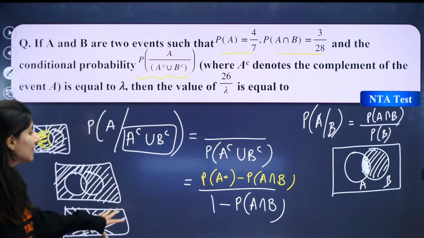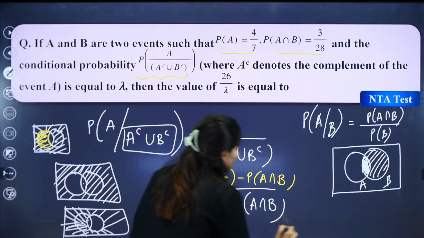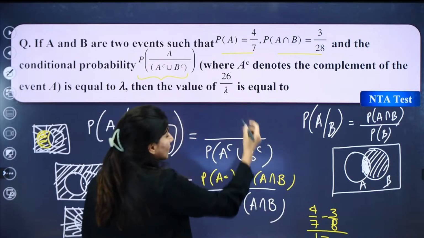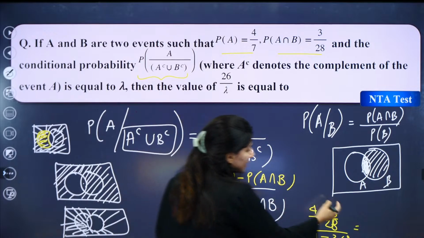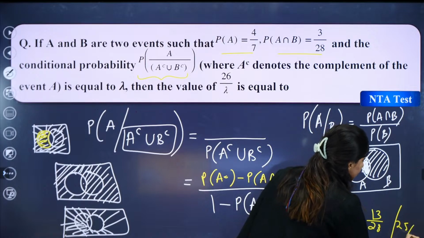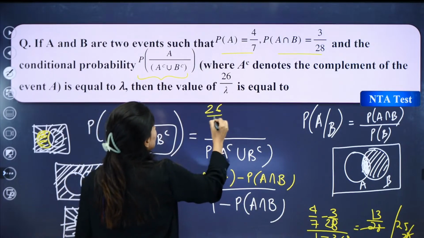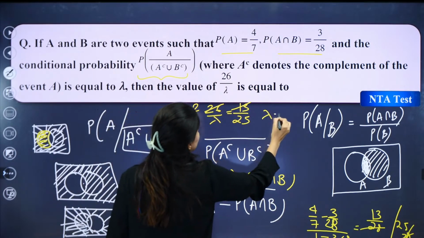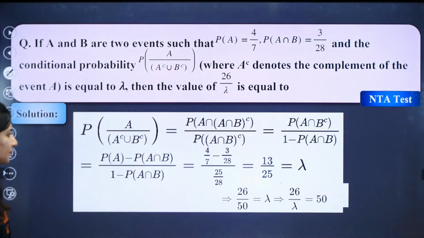Now you don't have to do anything. You just have to plug in the values. So this is 4 by 7 minus 3 by 8, upon 1 minus 3 by 28. If you solve it, 16 minus 3 is 13 by 28, upon 25 by 28. The 28 cancels out, giving 13 by 25. So this 26 by lambda is nothing but 13 by 25. So lambda is nothing but 50. The final value of lambda is 50.